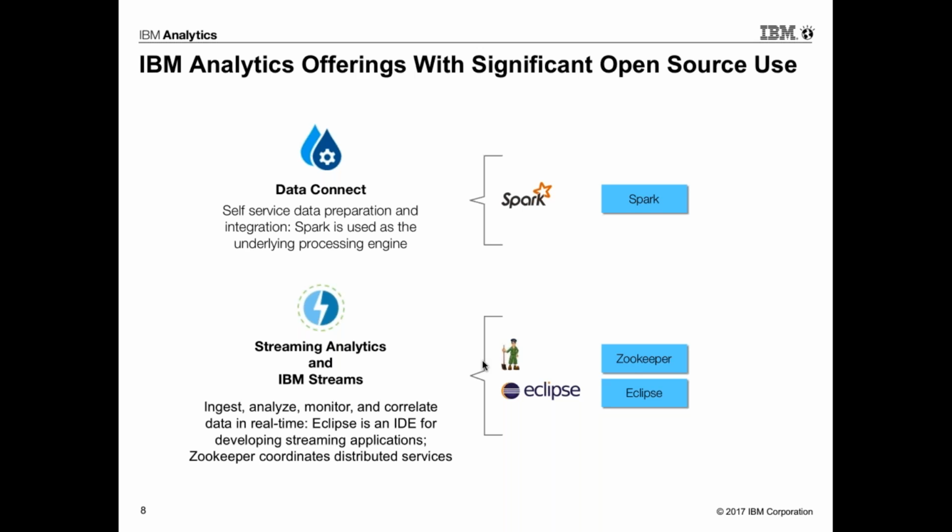So, and then there's streaming analytics and IBM Streams. What that means is basically when you have a stream of data, ingesting it, analyzing it, monitoring it, and making sure that it's in real time. Those are the parts of streaming analytics. So when you are analyzing all those components of streaming, it's called streaming analytics.